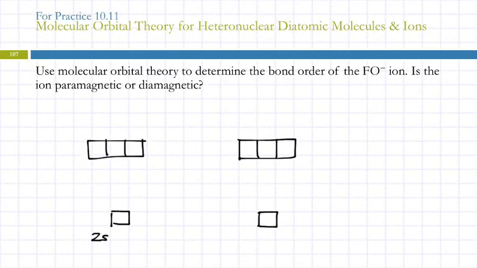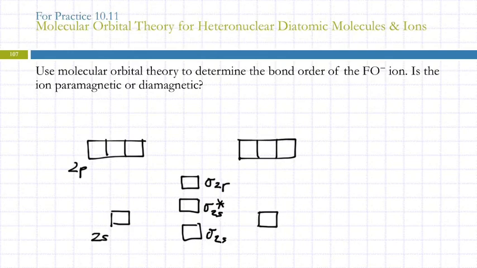So we've got 2s and 2p. Be careful now: boron, carbon, and nitrogen are in the special category, but fluorine and oxygen are not. So they're going to have what we think of as the regular order. Here we've got our sigma and sigma star from the 2s. And then for these p orbitals, we're going to have the sigma 2p as the lowest, and the sigma star 2p as the highest.